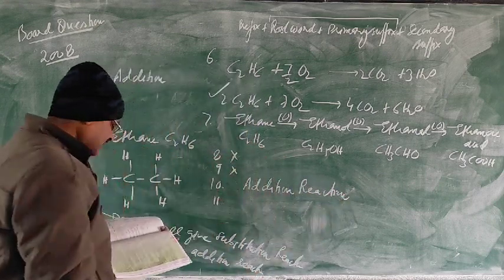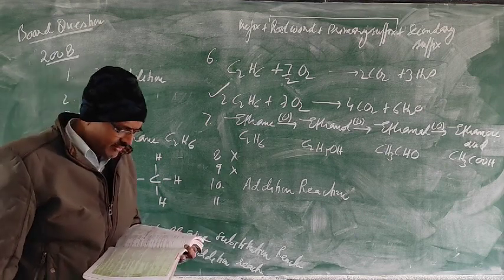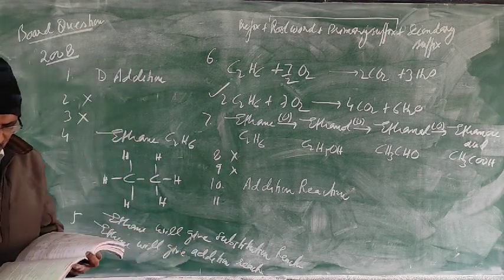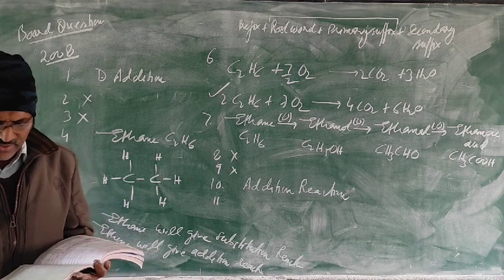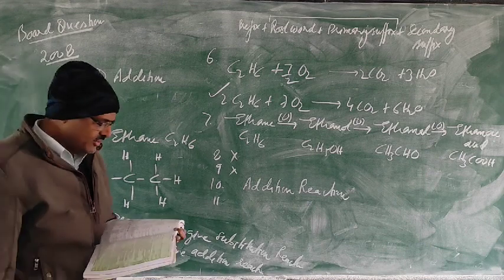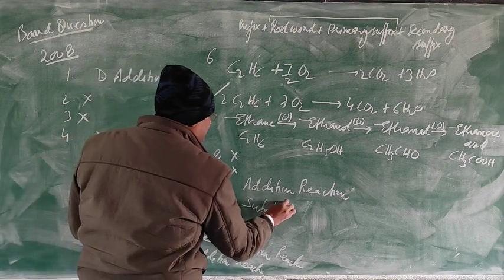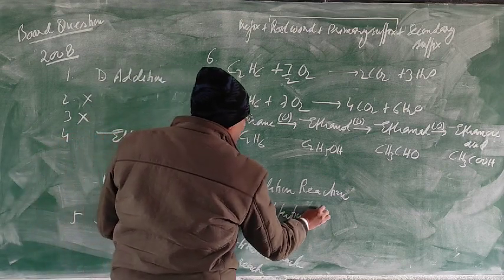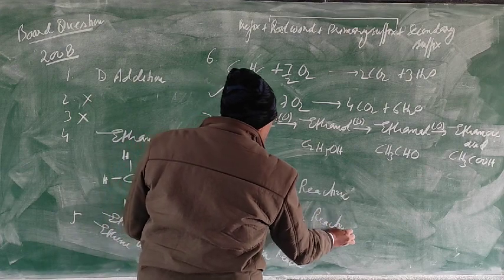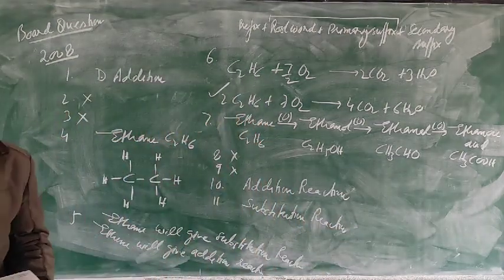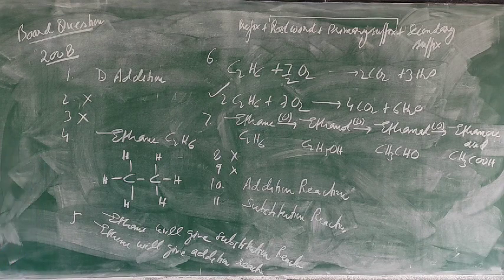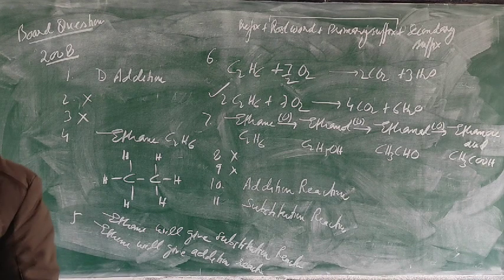Now the 11th one. State the term for the reaction in which the hydrogen of an alkane is replaced by chlorine. So it is a substitution reaction. I already told you that this characteristic reaction is very important, and you have seen that they have asked it many times. So this 2008 is over. Now we have to take 2009.